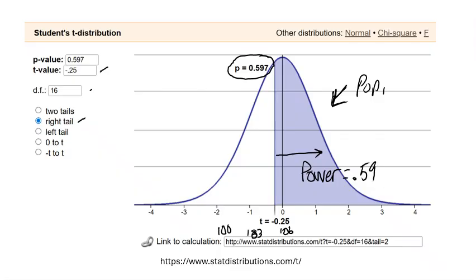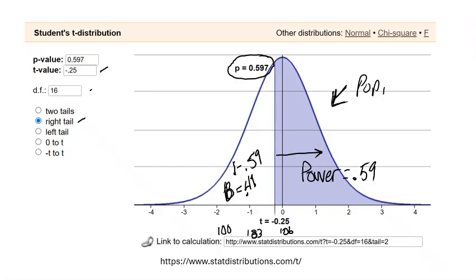If we take 1 minus 0.59, we discover that our beta, or our risk of type 2 error, equals 0.41. That's a 41% chance of type 2 error. So that's how that would be done.